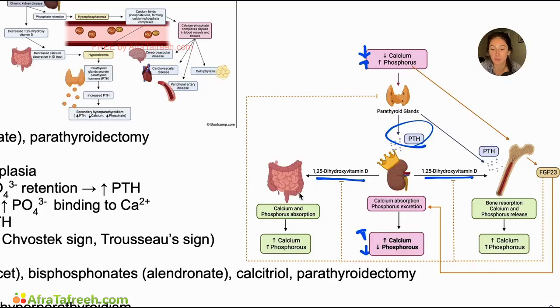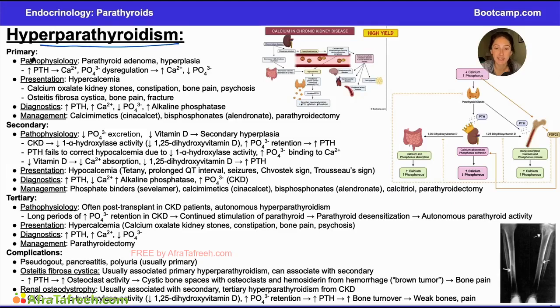Vitamin D in its active form can trigger more calcium and phosphate absorption in the gut. It can also trigger more bone turnover, and this bone turnover is going to release both calcium and phosphorus. The kidney itself, of course, is going to absorb that calcium and excrete that phosphorus, leading to our net increase in calcium and decrease in phosphorus. And if you understand what's happening in that pathway, then you should understand what's going on in primary hyperparathyroidism.